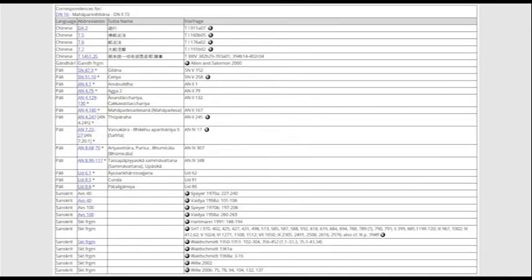In addition to that, we have some fragments in Gandhari, which is one of the languages of Northwest India.